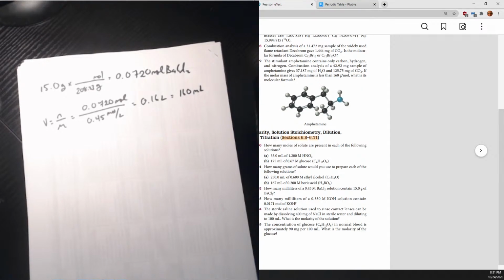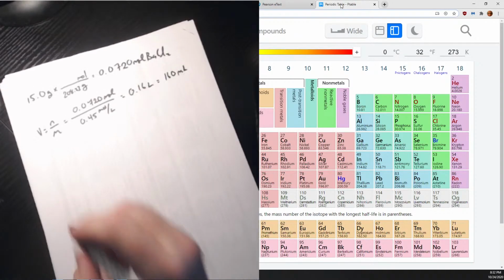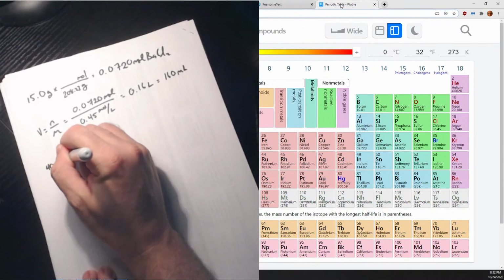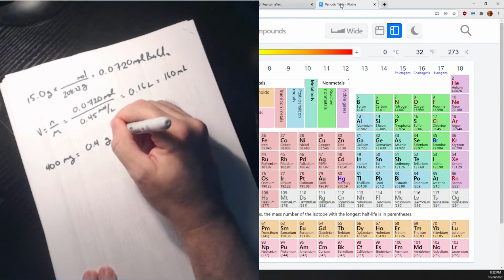So 104. The sterile saline solution used to rinse contact lenses can be made by dissolving 400 milligrams of sodium chloride in sterile water and diluting to 100 milliliters. What is the molarity of the solution? Okay, so that's 400 milligrams of salt in 100 milliliters of solution. So once again, we need to convert to moles. So 400 milligrams is 0.4 grams.